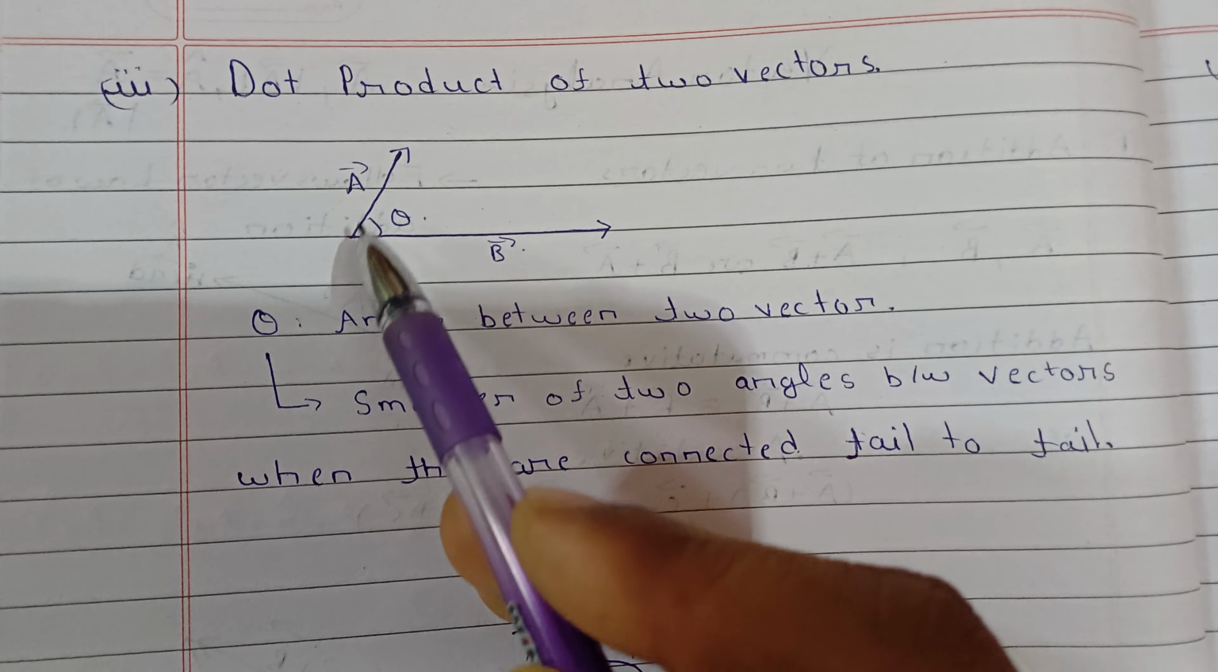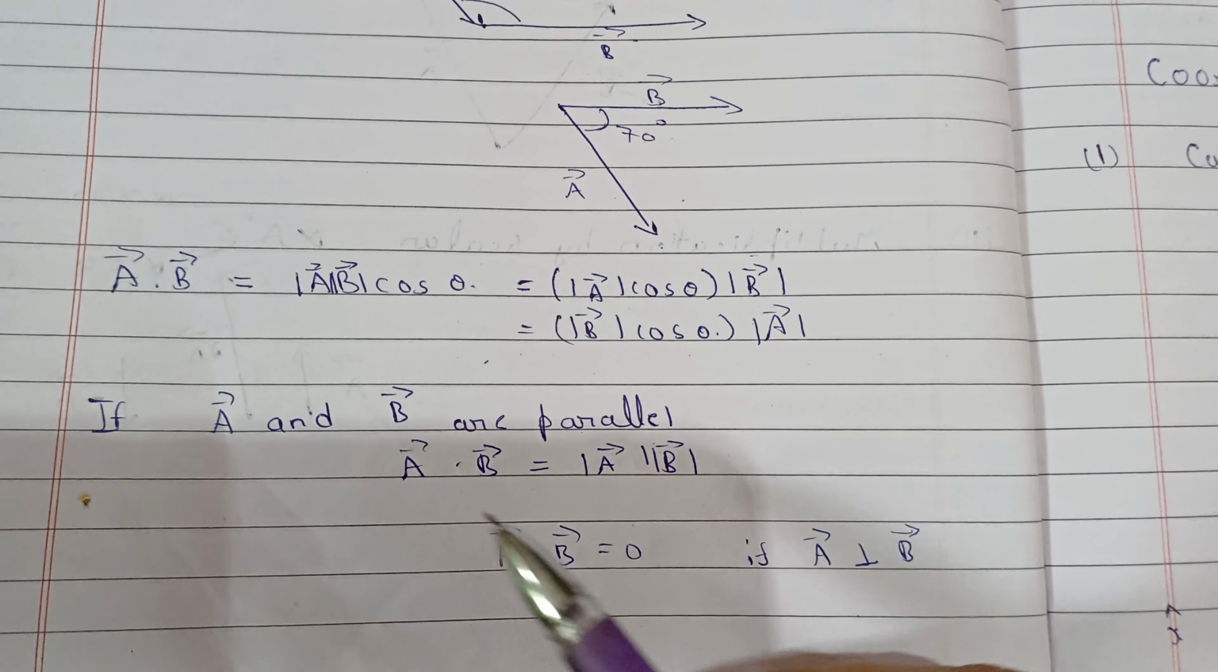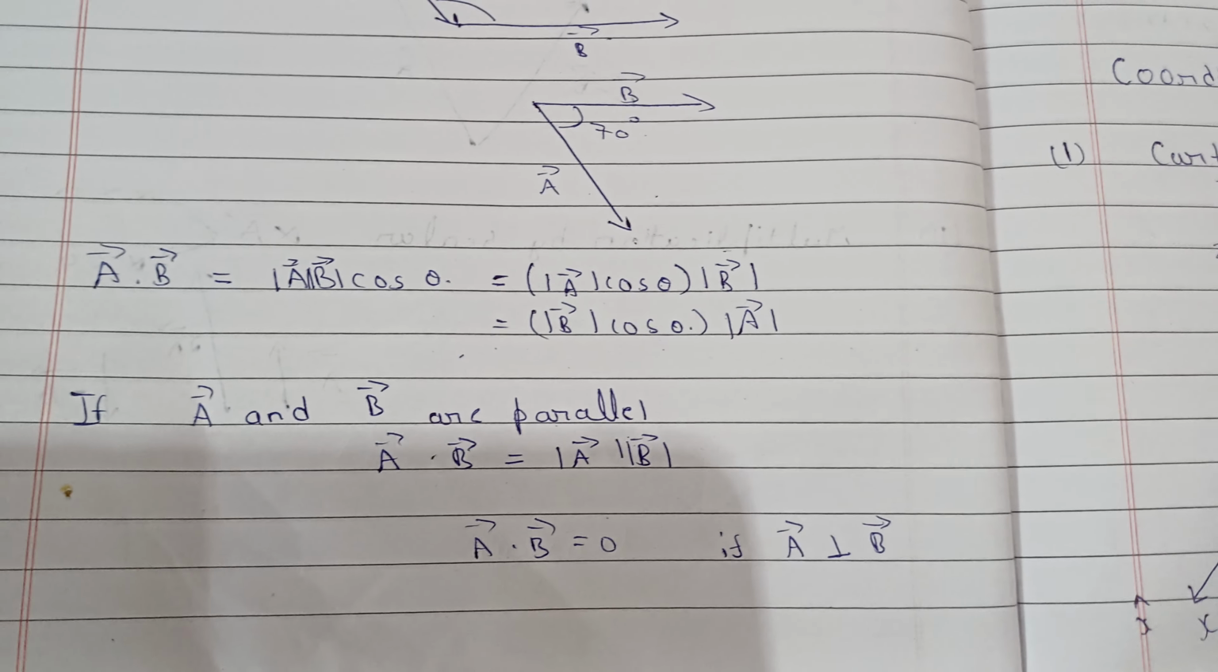If this theta is 90, then this will be perpendicular, so the projection will be 0. So 0 multiplied with any vector will give you 0. That's how you can say that when theta is 90, then this dot product will be 0.